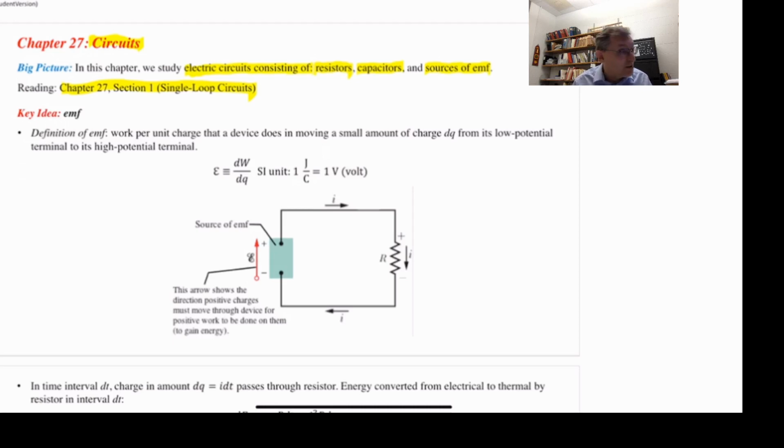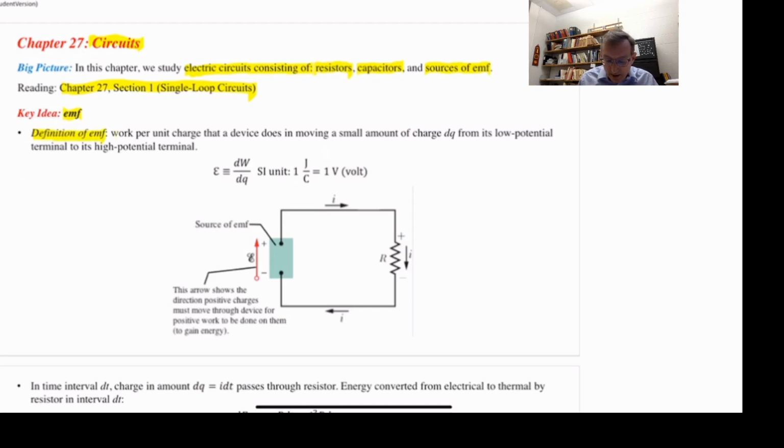We've studied capacitors and resistors, and now we're going to study what's called a source of EMF. Please note how you say that. It's not "emf", it's E-M-F. Say the letters individually. Now, here's the definition of it. It's going to seem a little bit abstract, but we'll get used to it. So this is the definition of EMF.